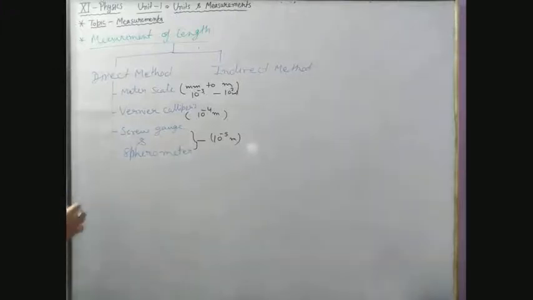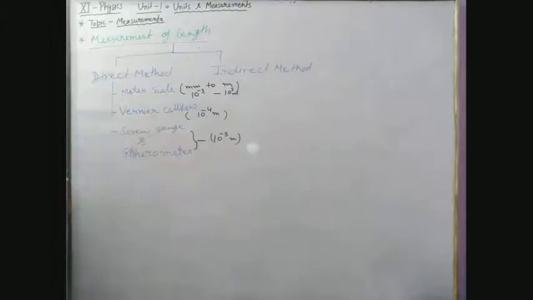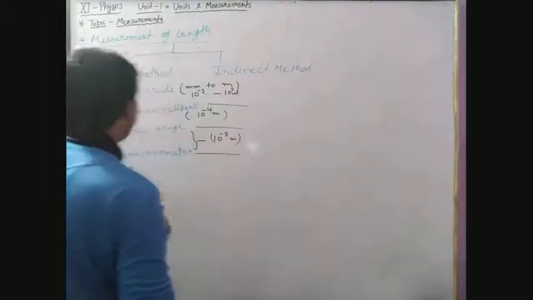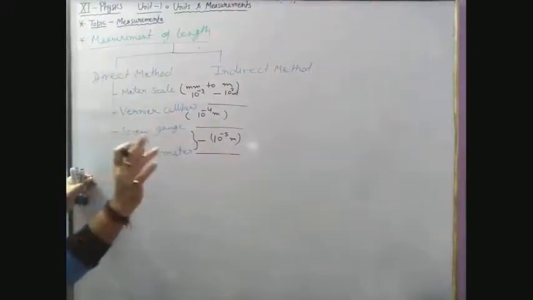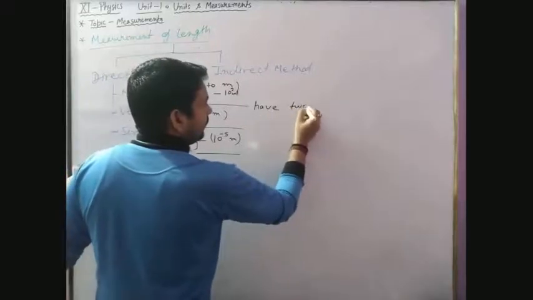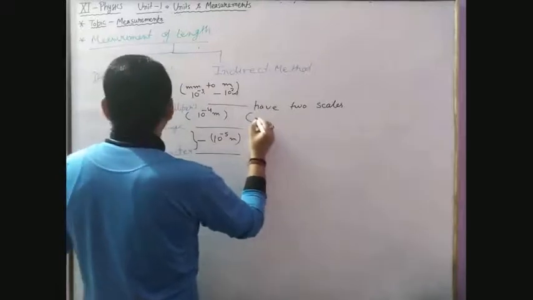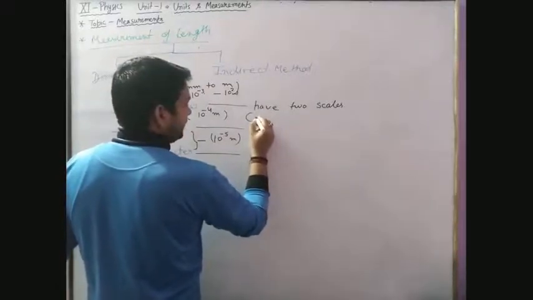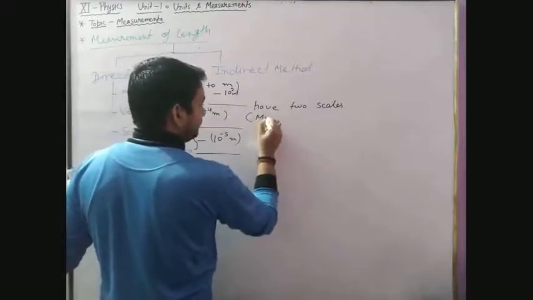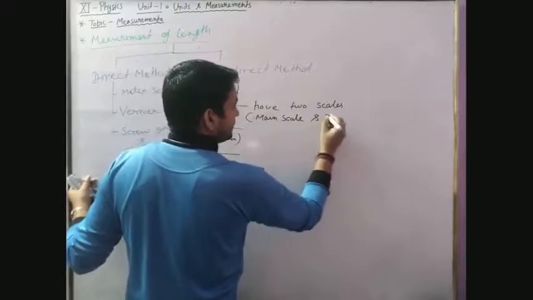Here I will just explain to you about the types of scales used in these. Okay, the vernier caliper has two scales. One is the meter scale, or we can say the main scale, and another is the vernier scale.